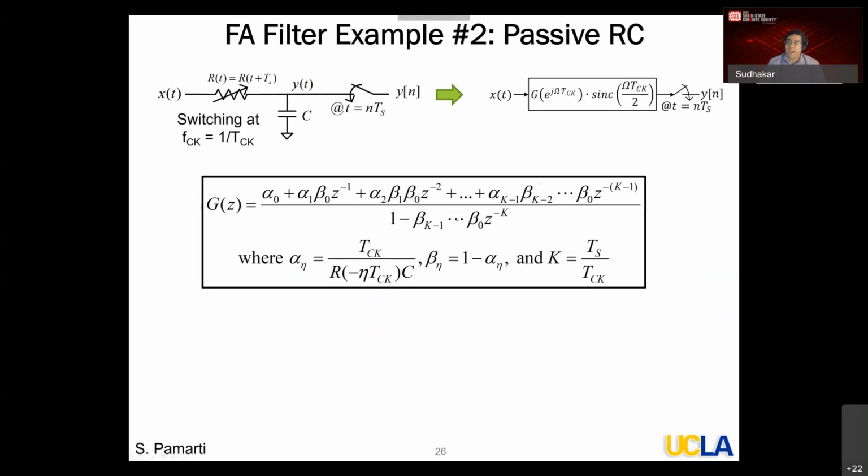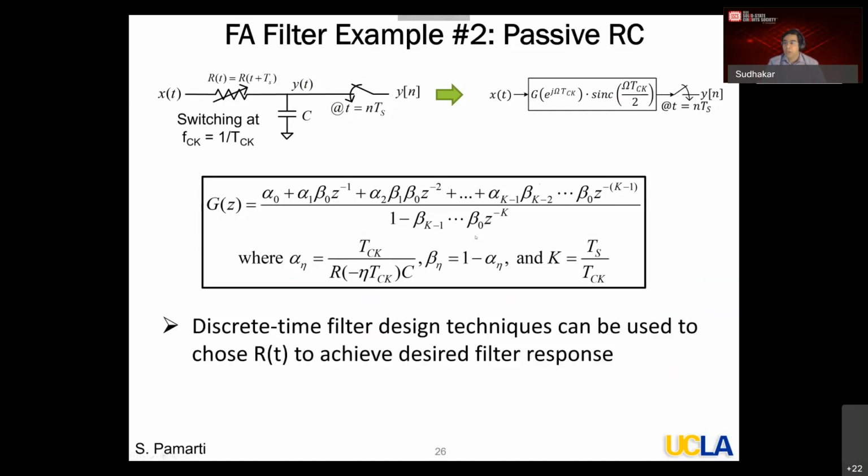Now, unlike in the active RC case, this is not simply an FIR. This is actually an IIR. There are also some IIR poles here. But you can do standard discrete time filter design techniques. Go to MATLAB, get a design filter. We actually did some optimization as well, but by choosing R of t pretty precisely, you can achieve really fine, very sharp, very precisely controlled filters.